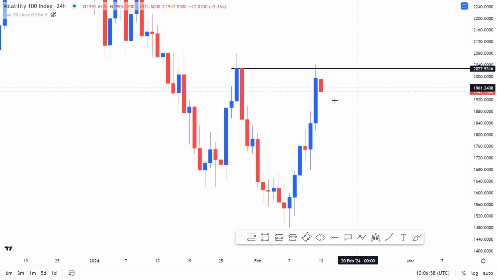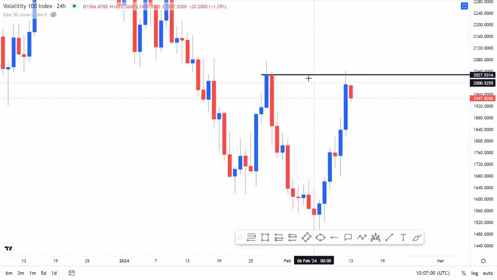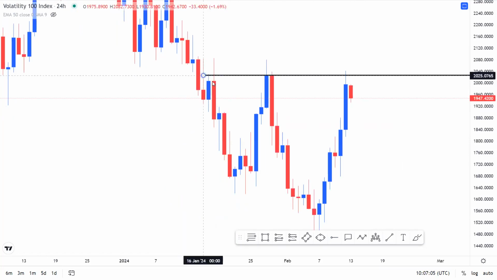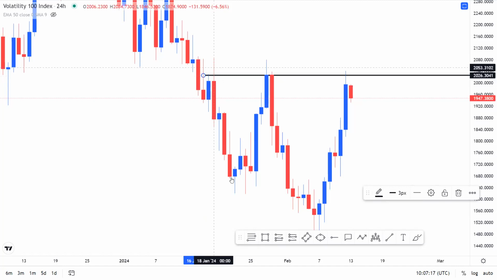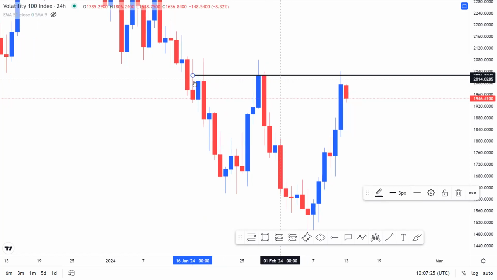Now, just to show how strong the level is, we'll extend this slightly. You can see right from this point, the level also acted as a supply, a resistance. As soon as we had a break and then a nice retest of the level, we had what? A sell-off from the level, even before this sell-off from the level. So on two occasions, you can see we've had a nice sell-off from the level, being a nice and strong daily supply level.